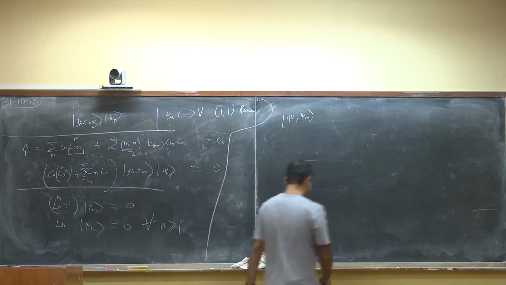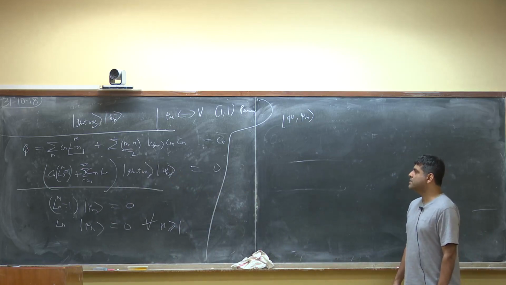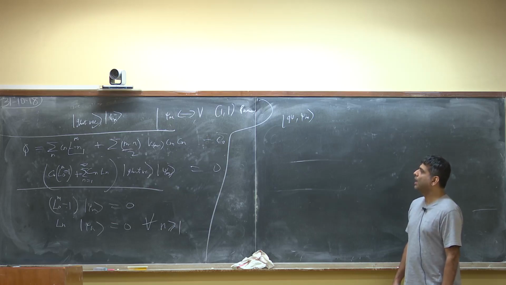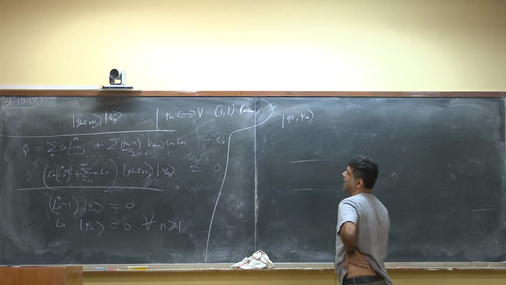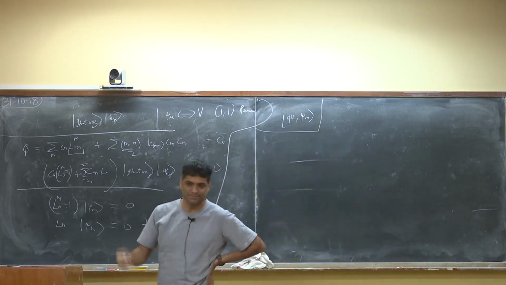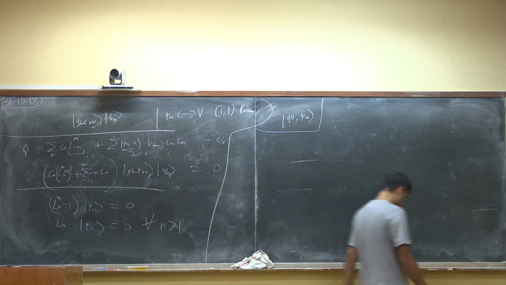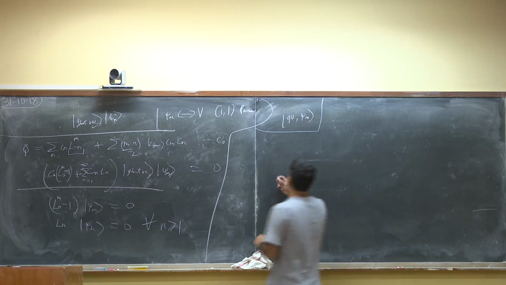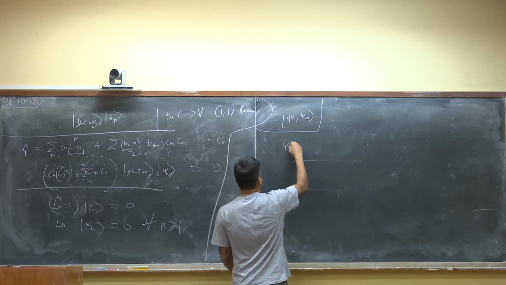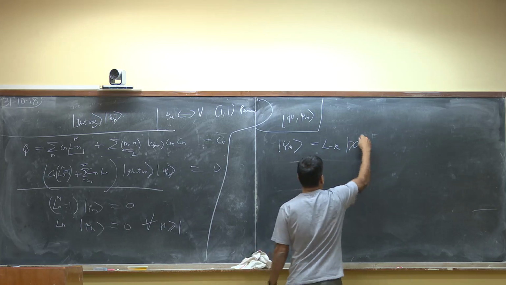Now let's check this out. Well, let me first give you a formal argument and then we'll try to see it more hands-on. The formal argument goes as follows. I want to first claim the following: suppose psi m is equal to L minus k of some chi.